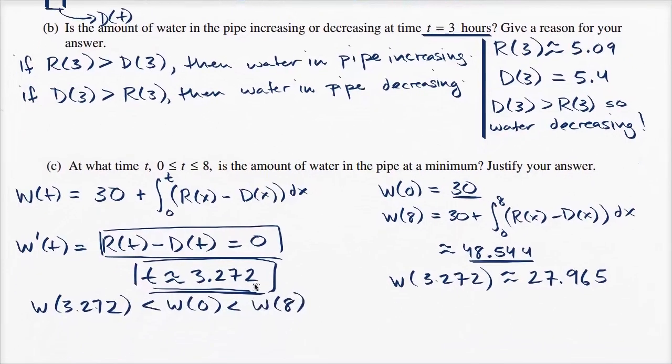So this indeed, just by knowing that the derivative there is 0, it could be a minimum or a maximum, but the fact that it's lower than both of the endpoints tells us that, hey, this is a minimum point right over there. Or we could say that t equals 3.272 is where we hit our minimum value.